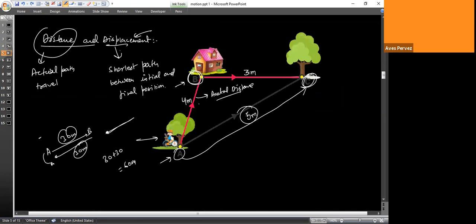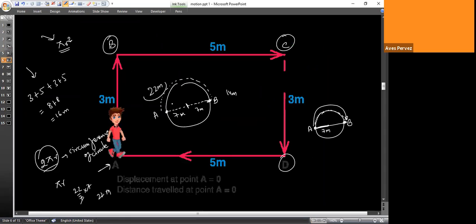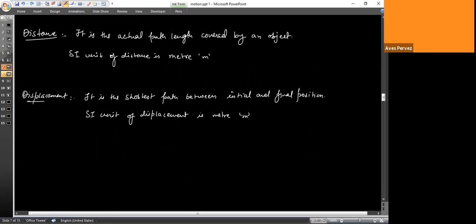And then I have explained to you the distance and displacement. Distance is the actual path covered, and displacement is the shortest path between the two positions, the initial and the final position. I have given you an example and we have solved this one also. The distance is 16 meter and the displacement will be 0 if the person comes back to his position A. Both of them have the same SI unit, that is meter.